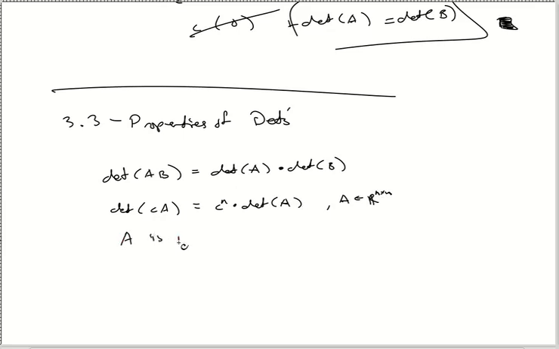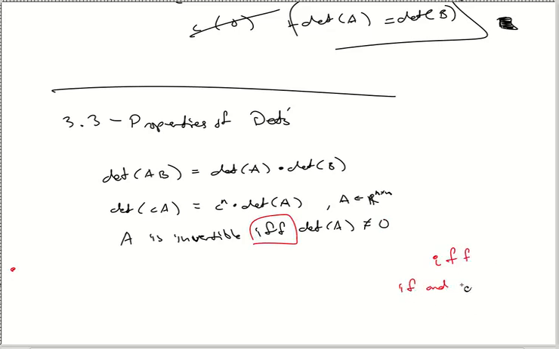A is invertible if and only if, we're going to talk about that here in a second, the determinant of A is not equal to 0. Now, whoa, slow down, pause. This is my first time I saw this little guy right here. If. That is if and only if. If and only if.